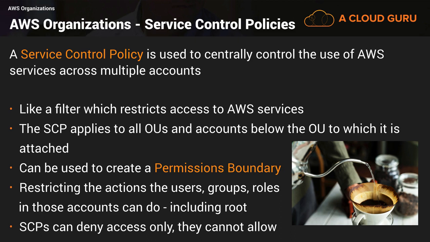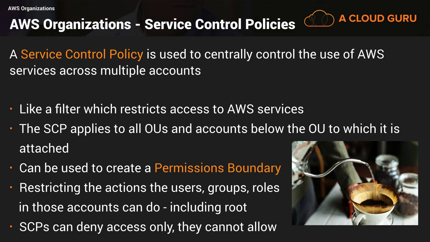And if you haven't heard of a permissions boundary before, that just means it's used to restrict access. So it will restrict the actions that the users, groups, or roles in those accounts can do, including the root account as well. And the service control policy will actually override any other permissions that the user has set up within their own AWS account, so within their local Identity and Access Management policies. For example, if a user had access to create S3 buckets in their own account, but then we went ahead and attached a service control policy which completely denied access to create S3 buckets, then access will be denied.